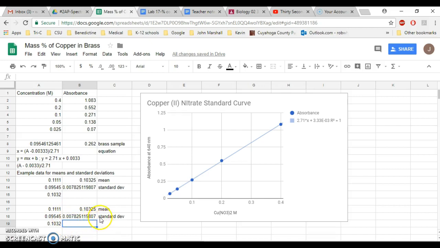The smaller the standard deviation is amongst your data, the greater the precision of your data. So the smaller this number is, the higher the precision.